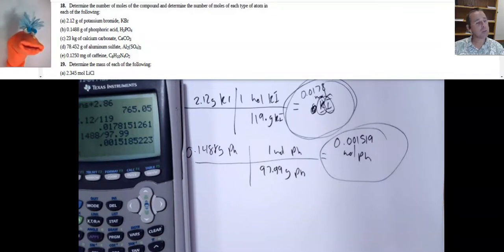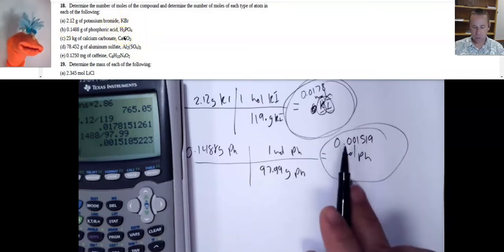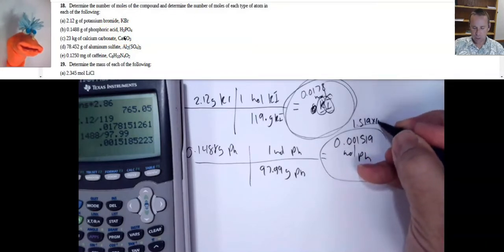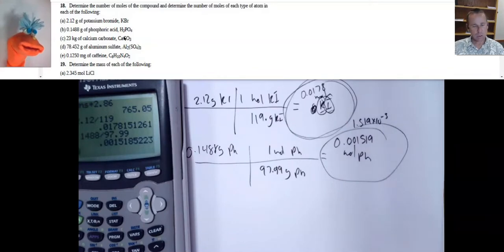because there's 1 mole of phosphorus for every mole of phosphoric acid. So I have 0.001519 or 1.519 times 10 to the minus 3 moles of phosphoric acid. But I have 3 times that many moles of hydrogen, and 4 times that many moles of oxygen.